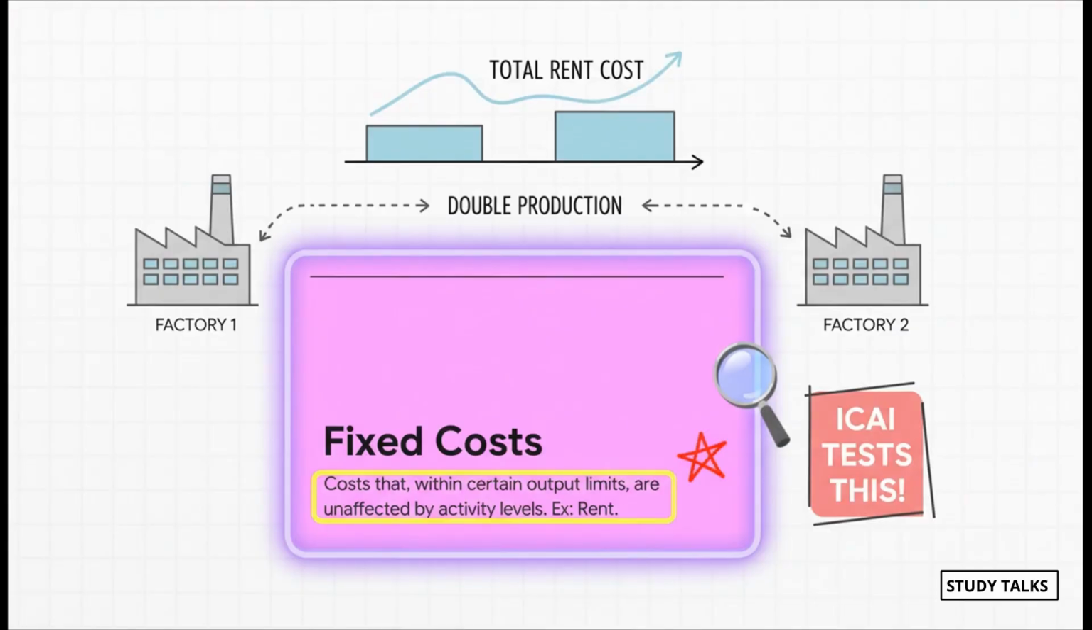First, we've got fixed costs. These are the easy ones. They are costs that stay the same in total no matter if you make 1 unit or 1,000 units. The best example is your factory rent. You pay the same rent every month, right?